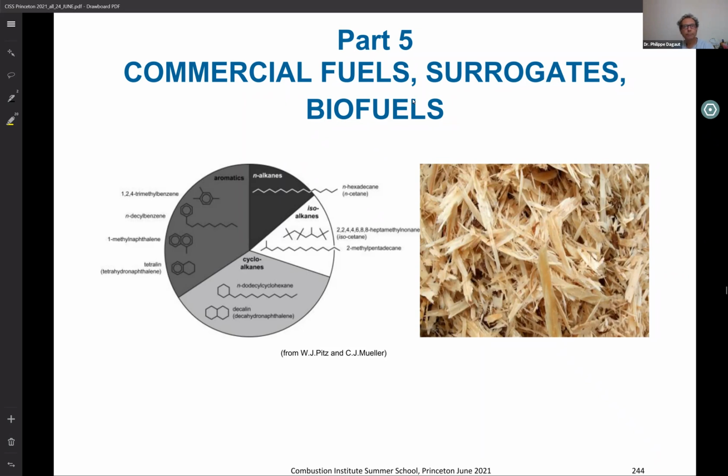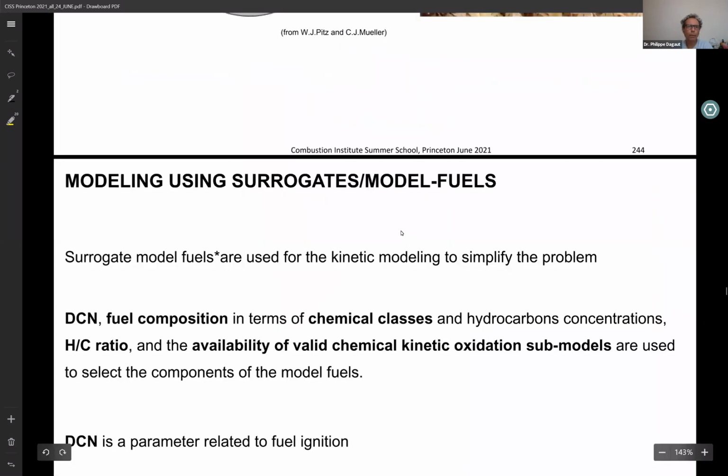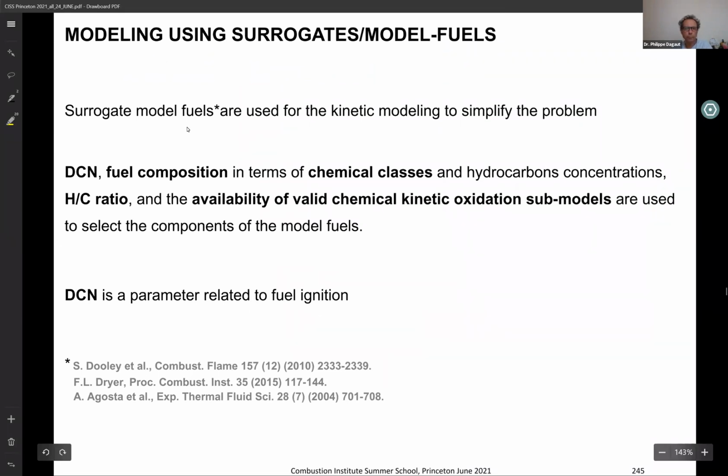Good morning, everyone. So for this last session, we will review the commercial oxidation of commercial fuel and surrogates and also biofuels. Surrogate model fuels are used for the kinetic modeling to simplify the problem. So we can derive the cetane number, fuel composition in terms of chemical classes and hydrocarbons concentration, the ratio hydrogen over carbon, and the availability of valid chemical kinetic oxidation submechanism.